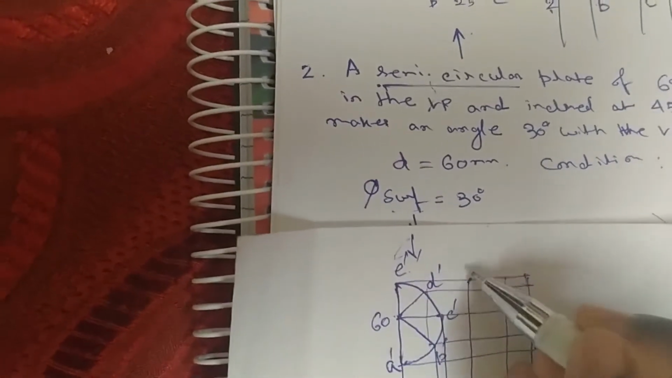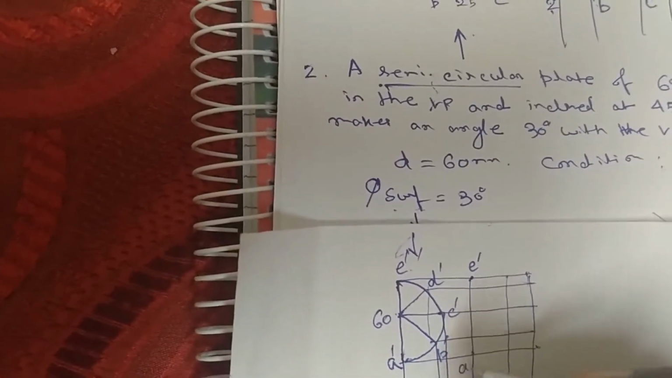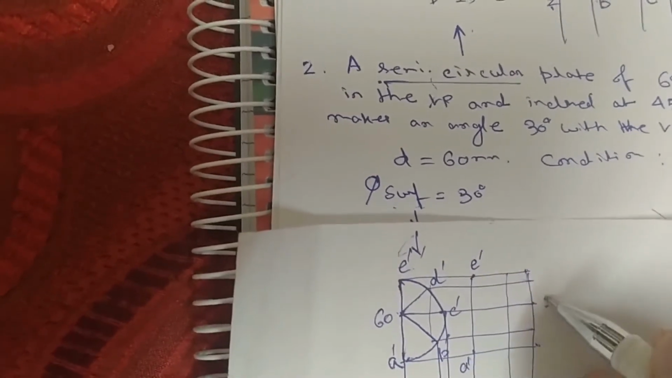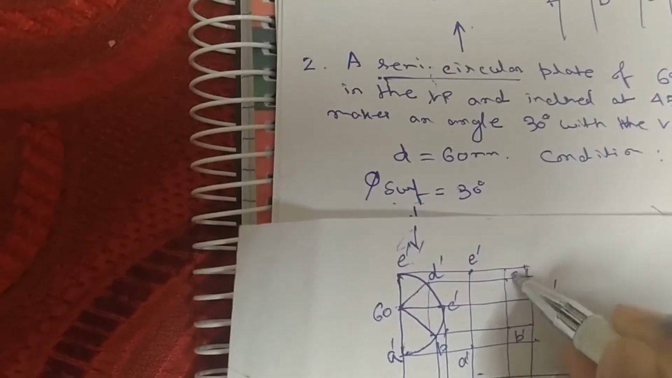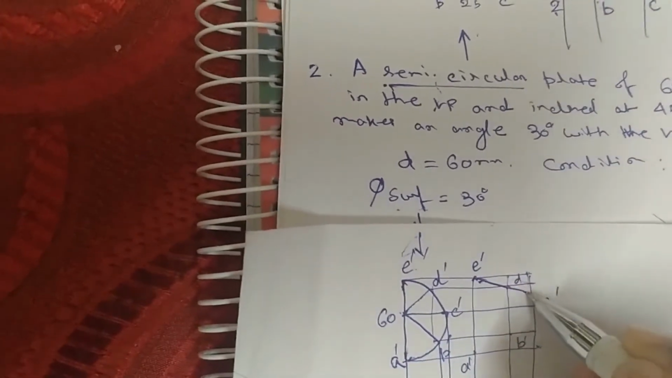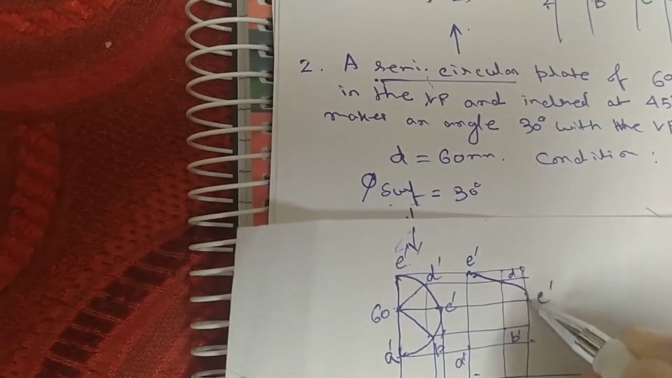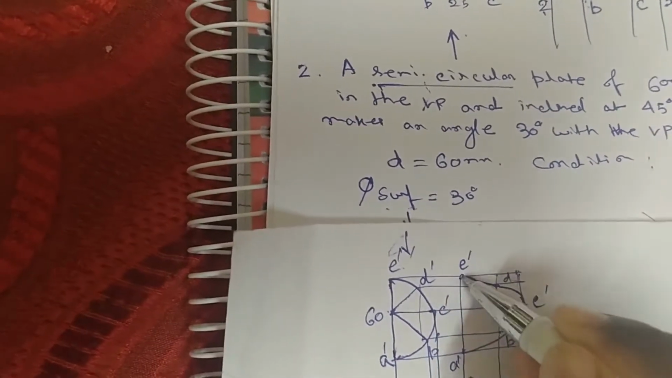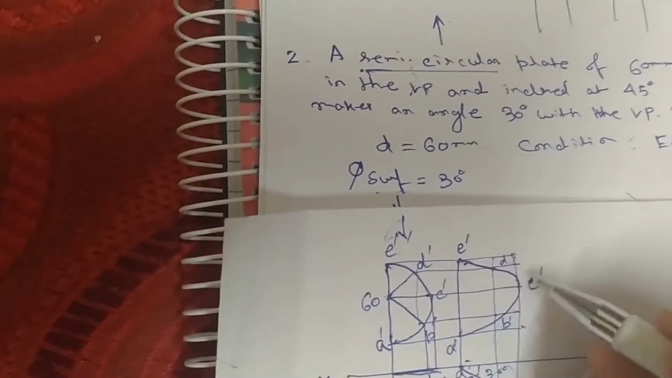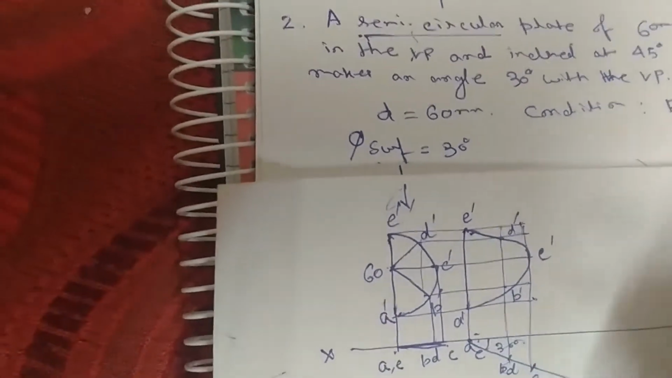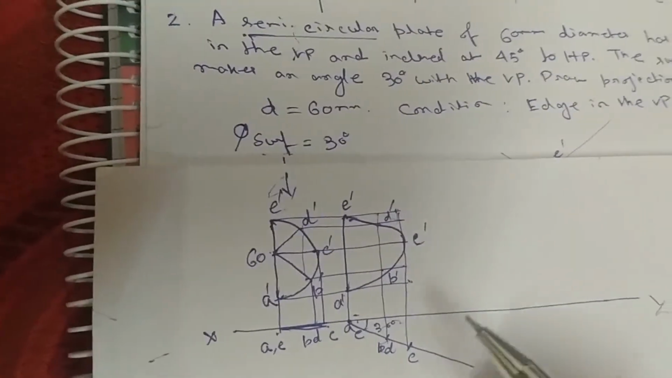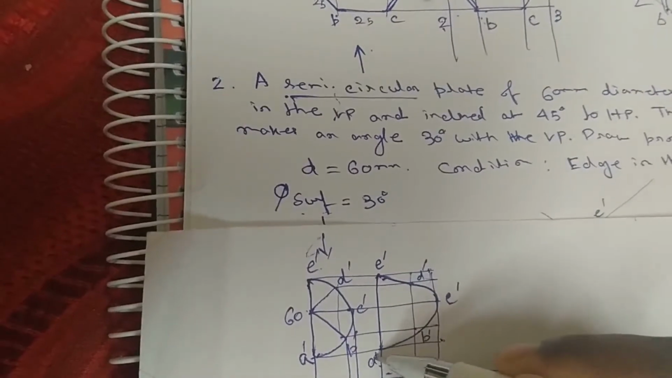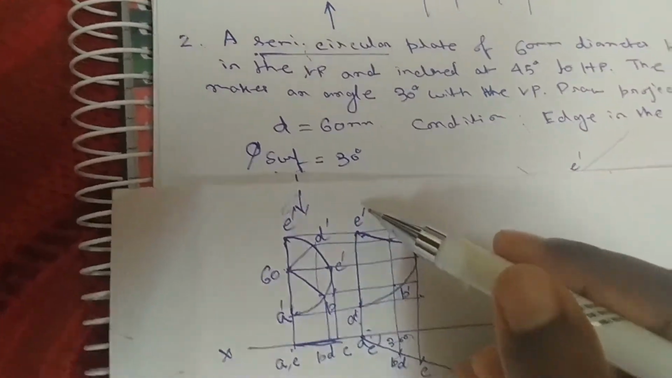So this will be E point, E dash, A dash, this is C dash, this is B dash, D dash. After getting all these points, just join with the help of curve. You can use French curve or flexible curve. After that, we are going to incline this edge A dash, E dash at an angle 45 degree.